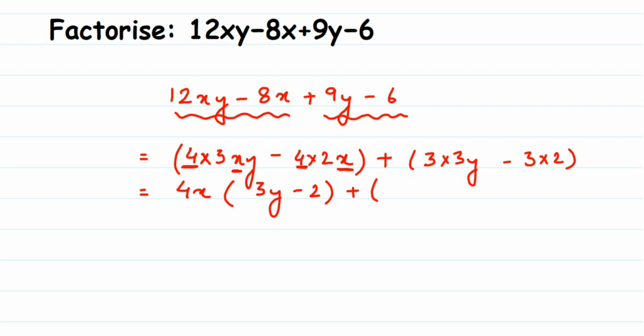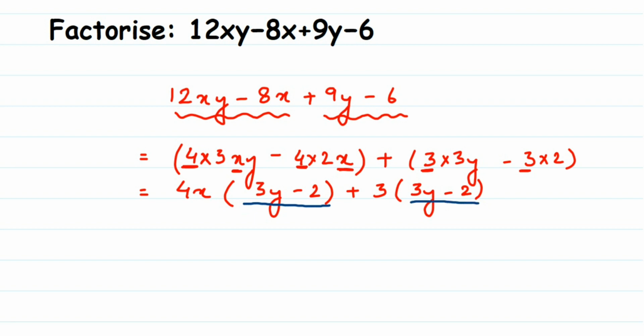Again, if you see the second bracket, what is common here? 3 is present in both the terms. So I'm going to write 3 outside the bracket. If I take out 3, what is left? 3y is left, and from the other we have only 2 left. So 3y minus 2. Now in this step, we have a plus sign in between. Before the plus sign we have 3y minus 2, and after the plus sign also we have 3y minus 2. So 3y minus 2 is common in both, and I'm going to take 3y minus 2 common out.